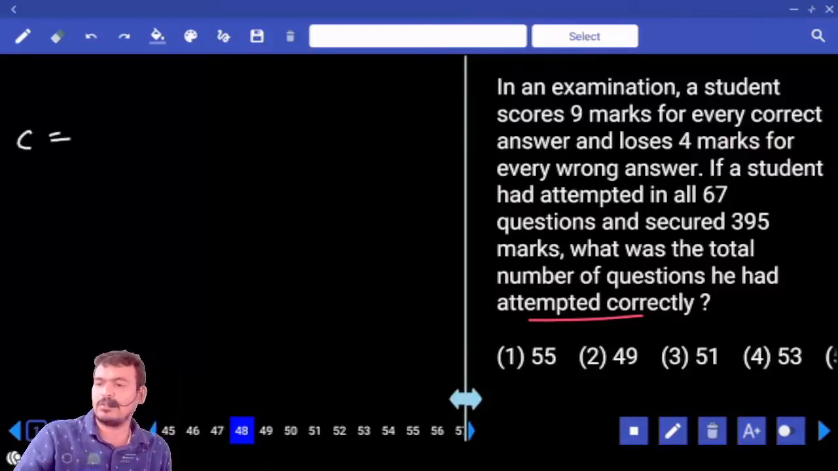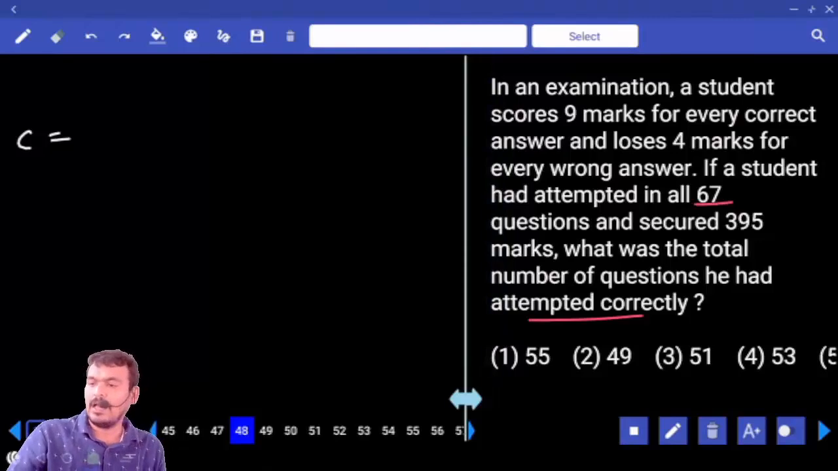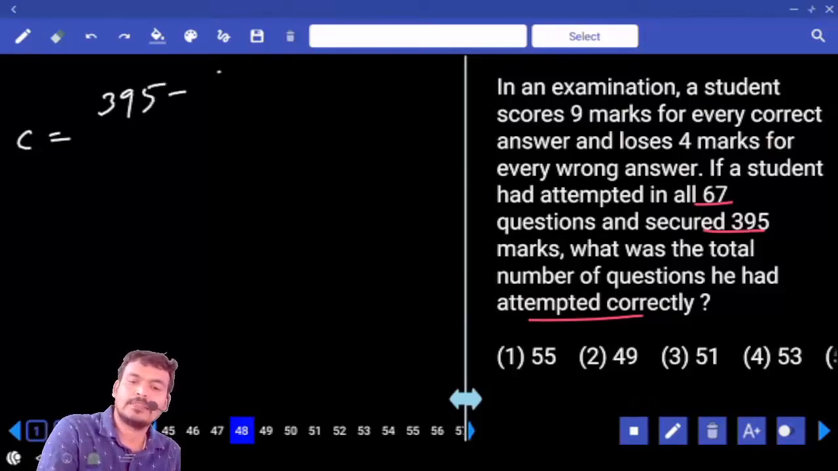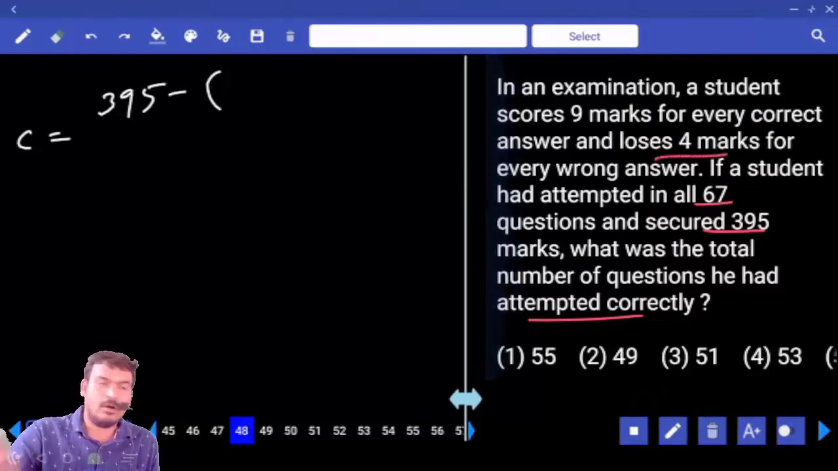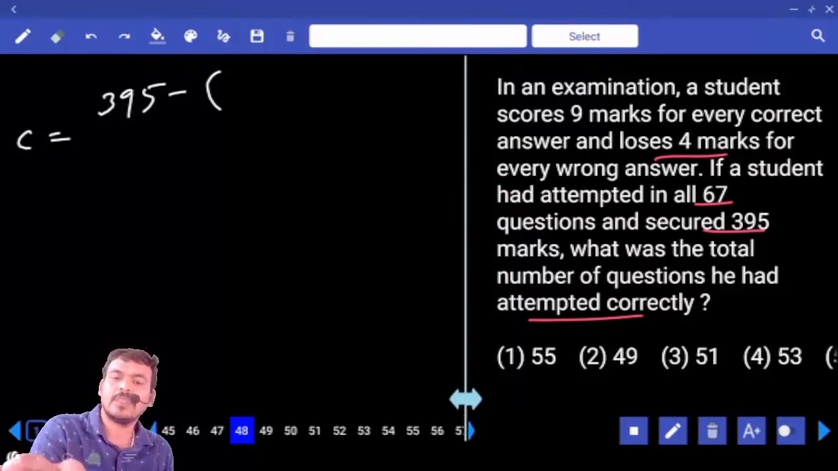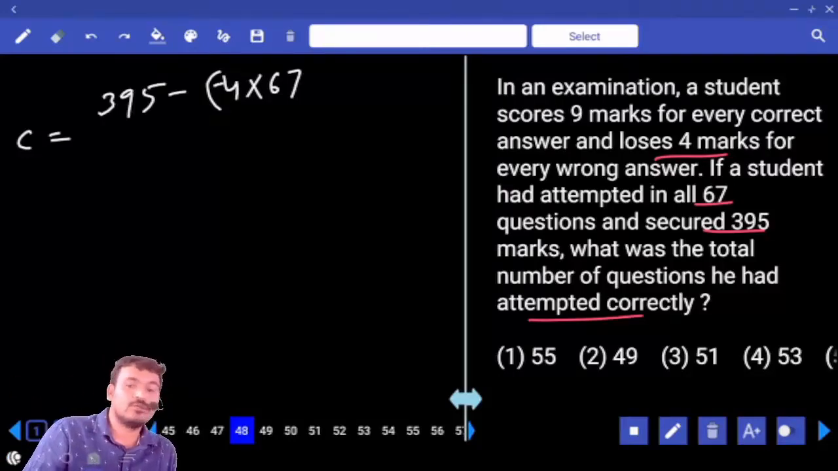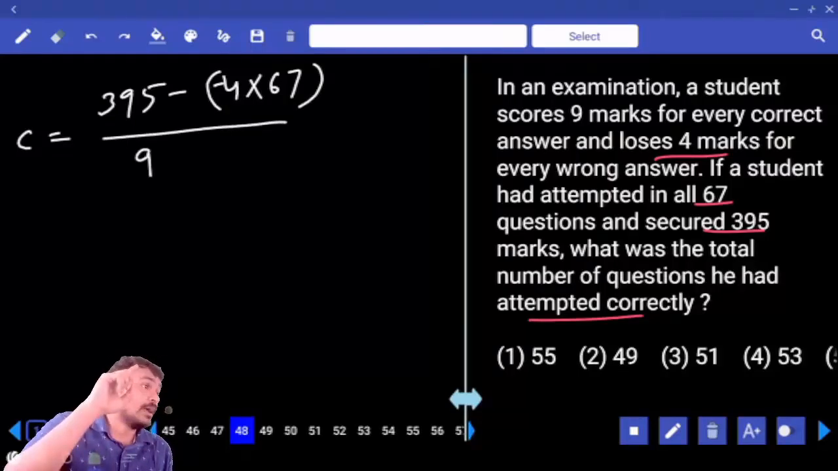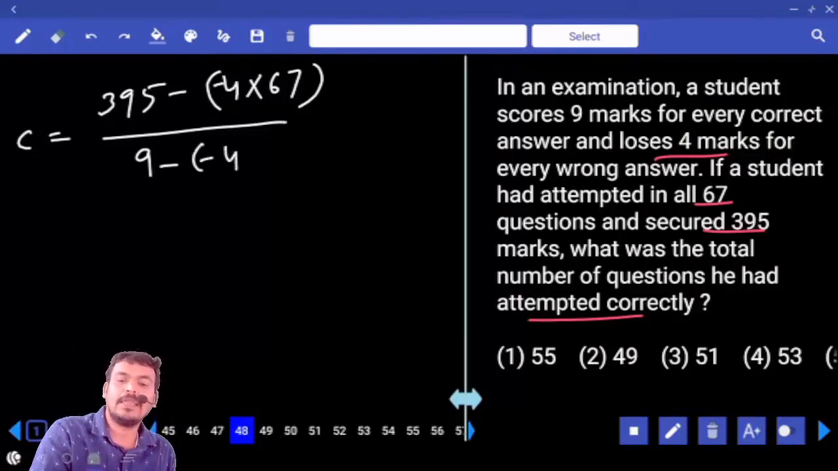Correct questions are required, so which data do we take? Wrong questions. How many questions are total? 67 questions. Already getting how many marks? 395. For every question, how many marks are lost? 4 marks. If all 67 questions are wrong, he loses 4 into 67. But is it minus 4 or plus 4? Minus 4. 4 into 67 means 268. Minus of minus, plus: 395 plus 268. For every question, the correct value is 9 marks, the wrong value is 4 marks, or not? 9 minus of minus 4, or not?